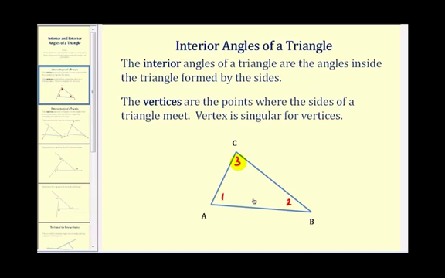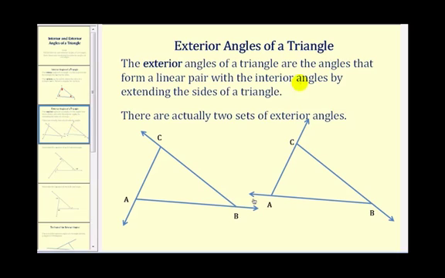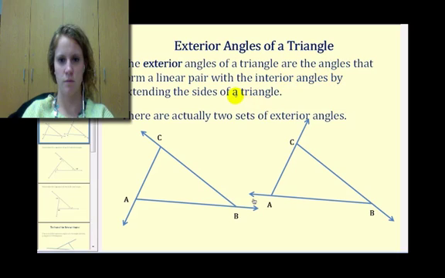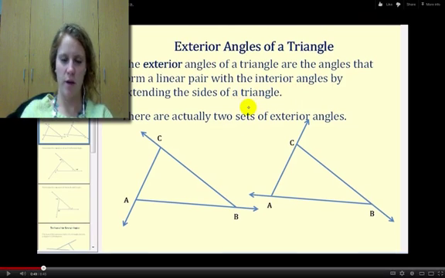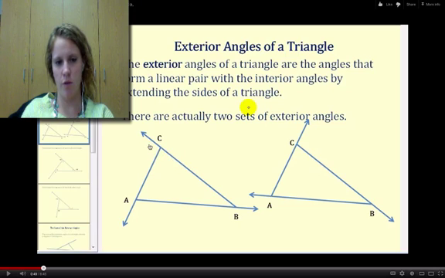The vertices are the points where the sides of the triangle meet. So the vertices are A, B, and C, and vertex is singular for vertices. So we have vertex A, vertex B, and vertex C. The exterior angles of a triangle are the angles that form a linear pair with the interior angles. Linear pair, guys, is the same as supplemental angles. So they form a line here. You can see the interior and the exterior form a line, which is going to be 180 degrees.